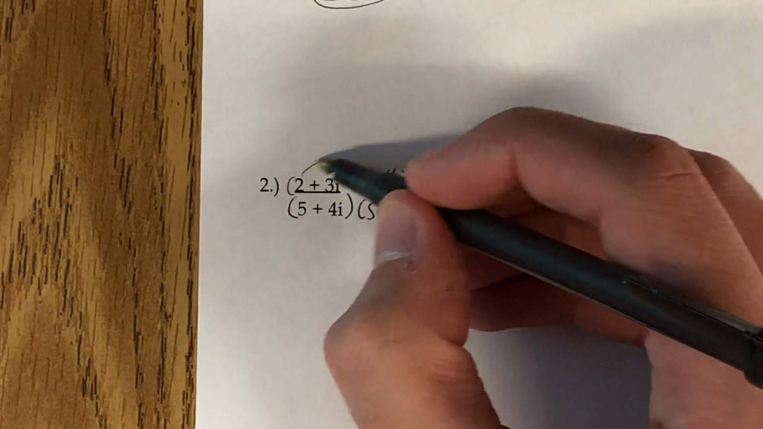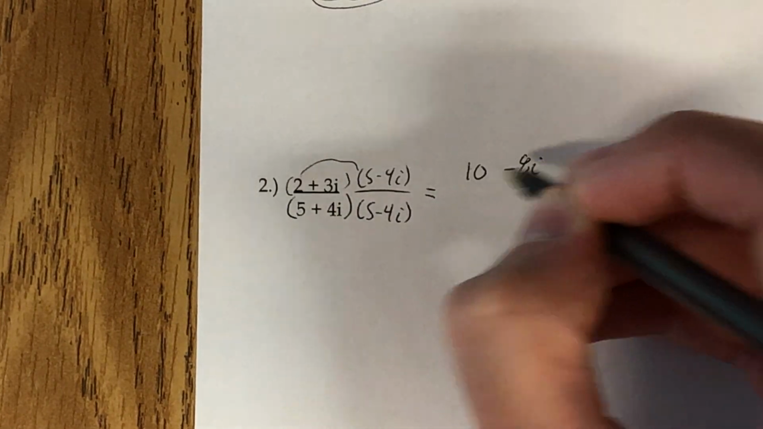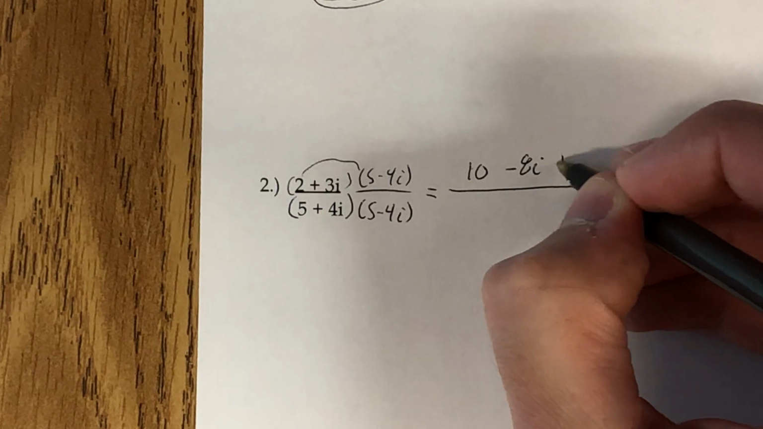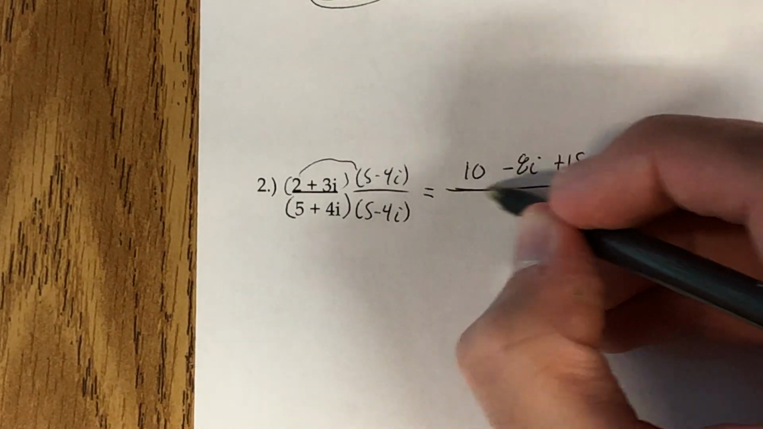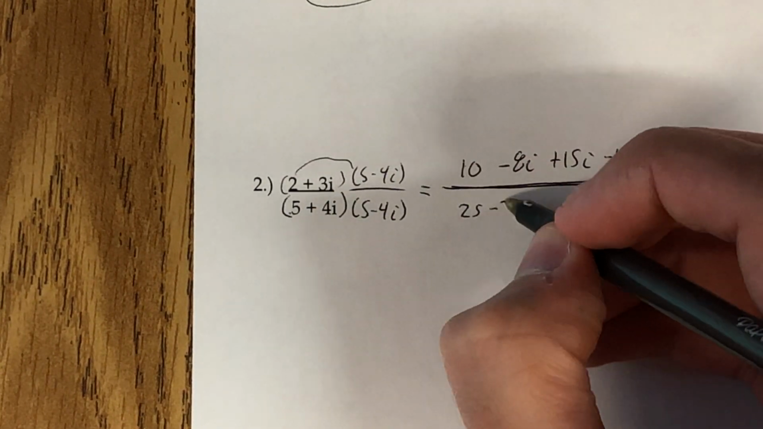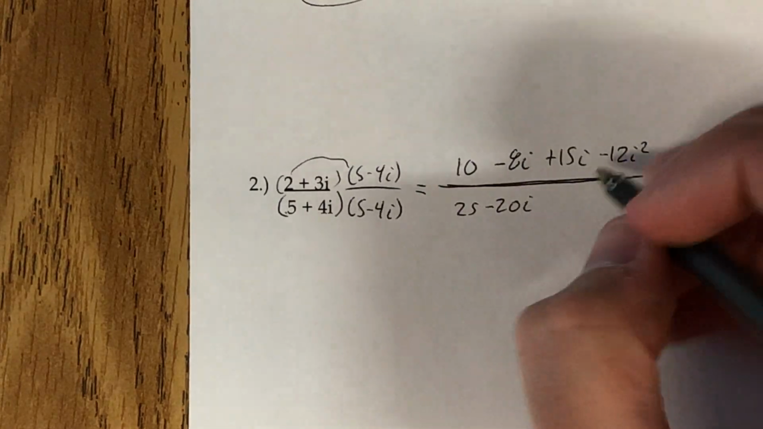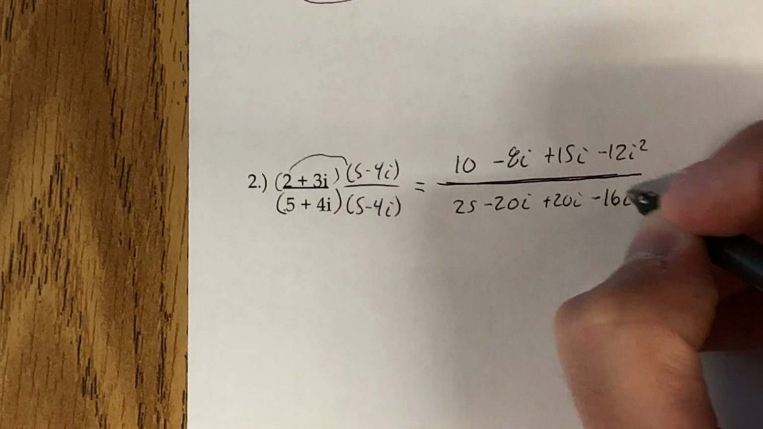So up top, 2 times 5 is 10. 2 times negative 4i is negative 8i. 3i times 5 is 15i. 3i times negative 4i is negative 12i squared. Down below, 5 times 5 is 25. 5 times negative 4i is negative 20i. 4i times 5 is 20i, and 4i times negative 4i is negative 16i squared.